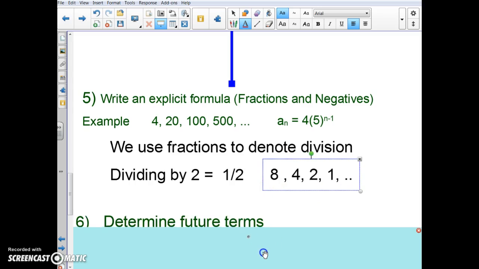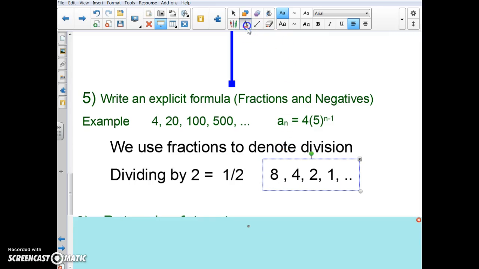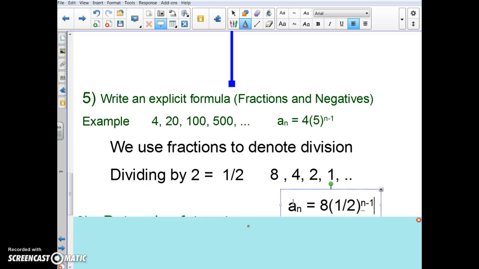To write the geometric formula for that, instead of saying dividing by 2, we'd say our AN here is equal to our first term, an 8. Our common ratio is a 1/2 here. And then we have that n minus 1 up top. All right? So keep that in mind because we are always multiplying. So if we multiply by fractions, that can accomplish the concept of division.